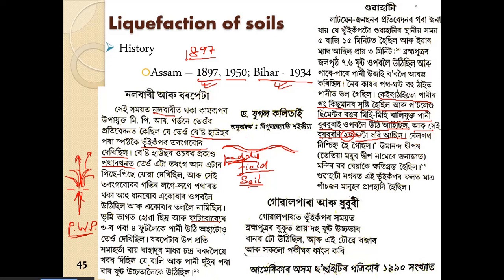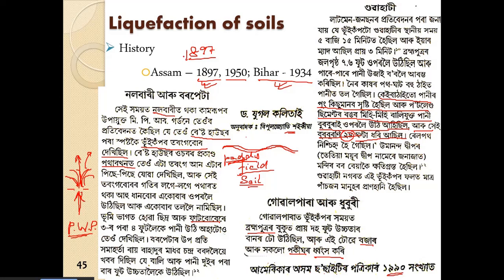Similarly, in Goalpara also, on the Brahmaputra there were 10 feet waves, all right, which were created in the Brahmaputra, and then the marketplace and all the brick masonry houses, everything was damaged. So this is actually one article. It was published in the Asom Society Patrika in 1990, and Jodi Saikia actually translated this.